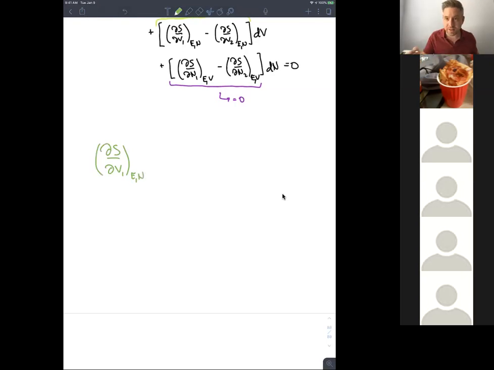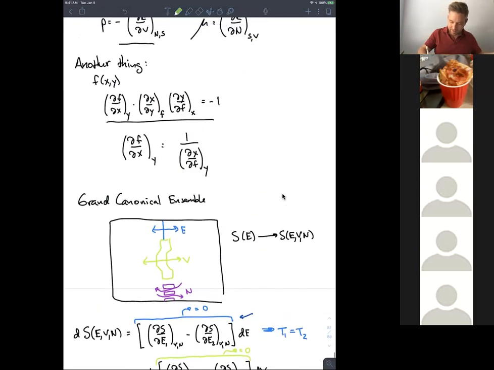keeping the energy and number of particles constant, minus ds dv2, E and N, this should also equal 0. Okay, so now what we're going to do is apply these basic mathematical relationships that I warned you about earlier.